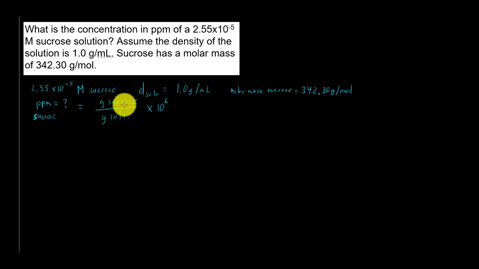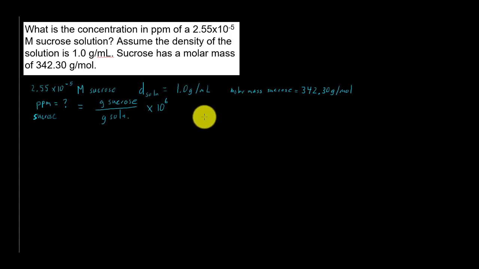So it looks like somehow I'm going to have to figure out grams of sucrose and grams of solution to figure this out. I haven't been told how much solution I have, but we learned in that last step that it doesn't matter how much I have. I can assume any amount that I need that would make the calculation easy.